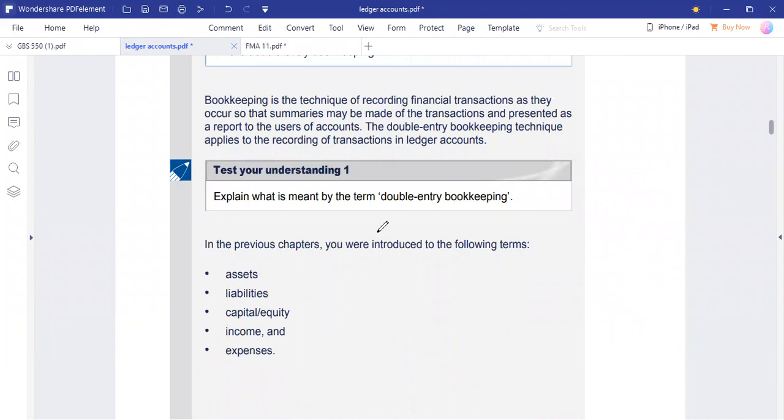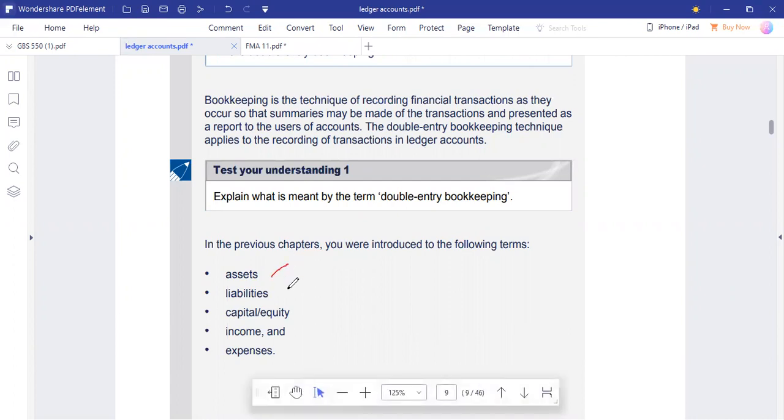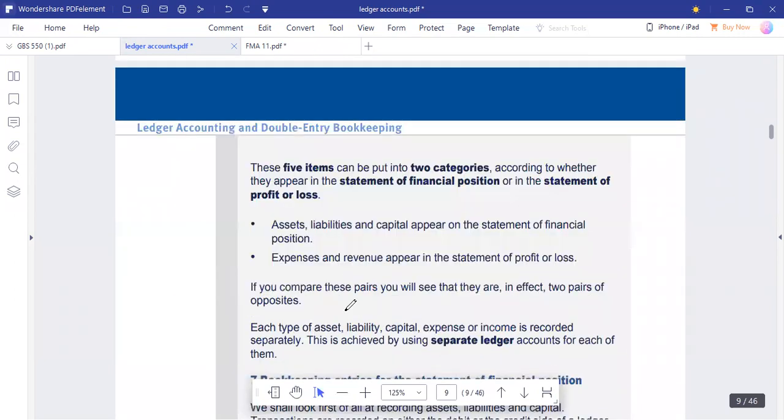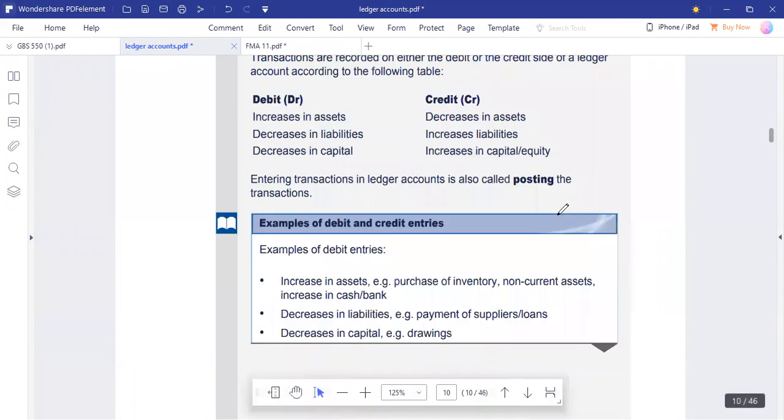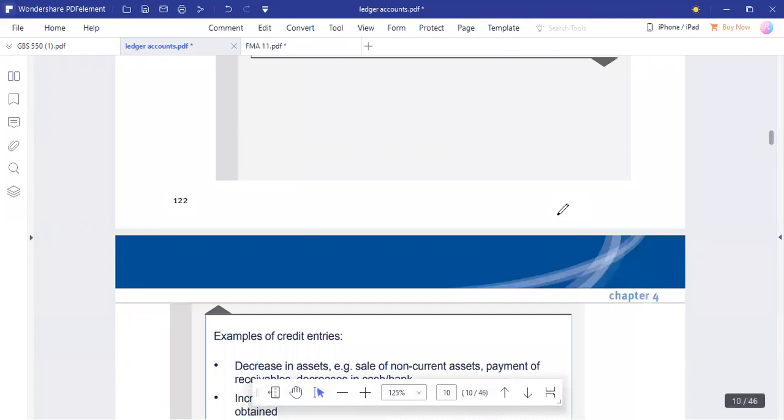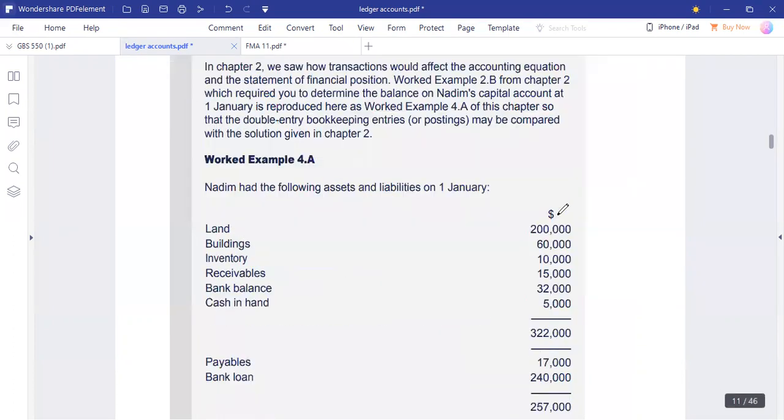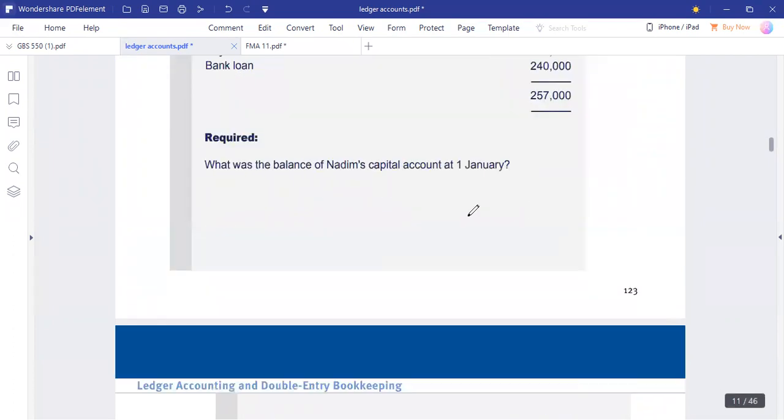In the previous sessions, we had identified what assets are. Who remembers what assets are? These are things that we own. Liabilities, things that we owe. Equity or capital, the startup money that we use. Income, expenses. So these ones we defined what they are. So with these key 5 categories, we are now going to use our examples to illustrate how the following will be classified.